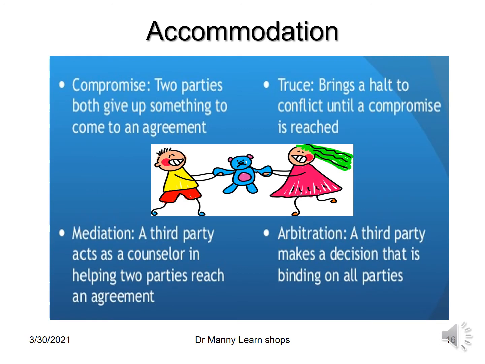Then you've got accommodation. Accommodation is compromise. It's truce. It's mediation. It's arbitration. Compromise is when two parties both give up something and come to an agreement. Truce brings a halt to a conflict until a compromise is reached. Mediation, you need a third party for that. And in mediation, a third party acts as a counsellor in helping two parties reach an agreement. Arbitration is when a third party makes a decision that is binding on all the other parties.